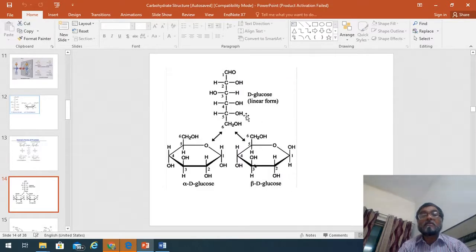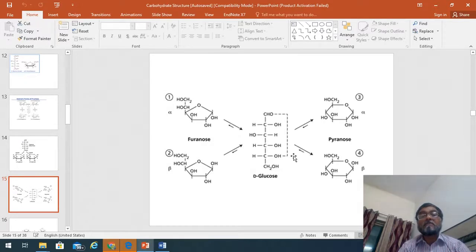So look at this one. This is the example for the glucose. That can be either present in the alpha form or beta form. And the same case for the D-glucose. This you can describe in this type of structure. This is a straight chain structure. Sometimes that is available in the furanose forms. These are both the furanose form. Sometimes that is available in the pyranose form.